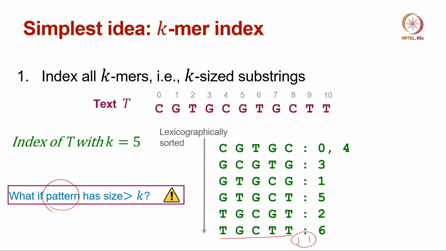So this is one of the drawbacks of the k-mer index, that the patterns that it allows you to search must be less than or equal to K. So with that deficiency, the k-mer index can be used to search for patterns of length K or patterns of length less than K. Okay, so that was the simplest index that we could think of, the k-mer index, in which we keep track of all the distinct k-mers and their locations of occurrence in the text.